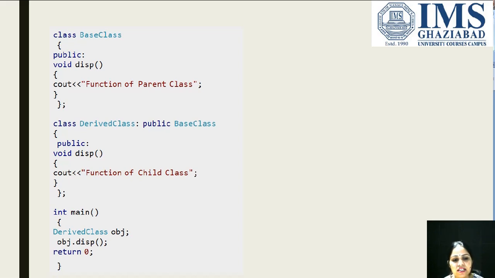Now in the main function, since we have declared the object of the derived class, so obj dot display, that means the display function would be executed for the child class, not for the parent class, that is for the derived class, not for the base class. So the output for this particular program would be: it would print function of child class, because the function in the derived class has overridden the function of the base class. The function of the base class will not be executed, only the function of the derived class is executed.